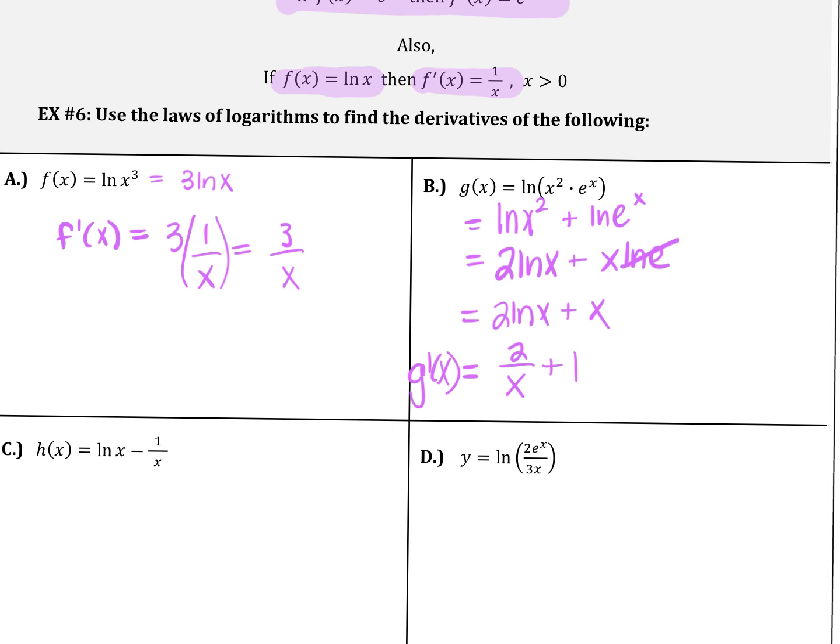We ready for C? Let's do D. I really like these so far. They're fun. Don't bring my hopes.